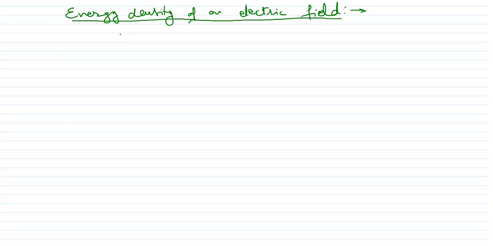Now we know that if A is the area of the plates, epsilon naught is permittivity, D is the spacing, C is the capacitance, then C is equal to A epsilon naught upon D.